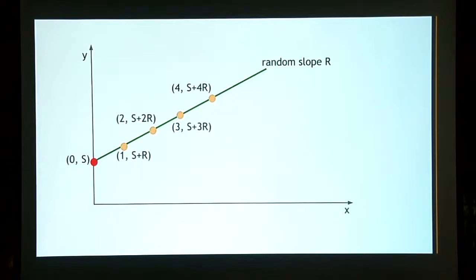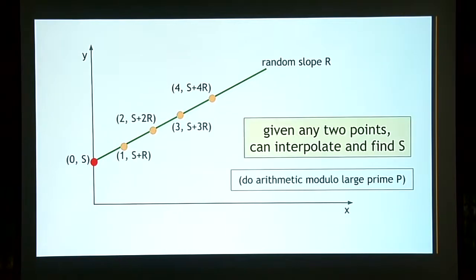Okay, now, if you think about it, you can convince yourself that given any 2 points, you can interpolate and find s, right? That's a property of a line. Given any 2 points on a line, you can interpolate the line. Imagine setting down a ruler that exactly touches, say, these 2 points, and then you can just draw a straight line along that ruler. So given any 2 points, you can reconstruct what this line is. You can see where the line crosses the y-axis. That will be 0, s, and that will give you back the secret.